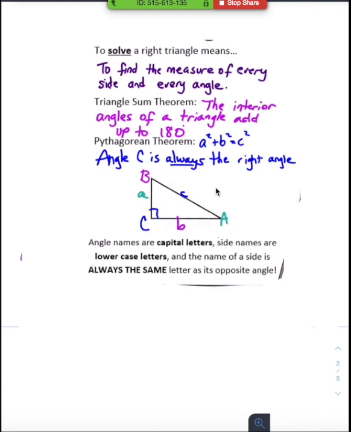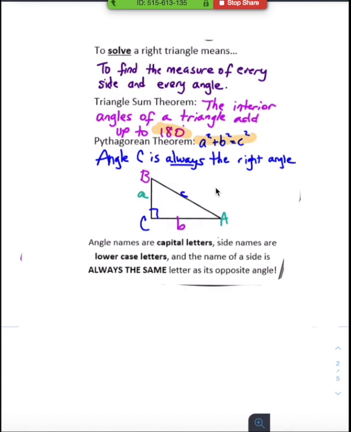It's not that crazy. You need to remember the triangle sum theorem, that's the sum of all the interior angles of a triangle. The angles inside of a triangle add up to 180. And you need to remember the Pythagorean theorem, that's a squared plus b squared equals c squared, or like I told you back in class, a leg squared plus a leg squared has to be the hypotenuse squared. This is important.